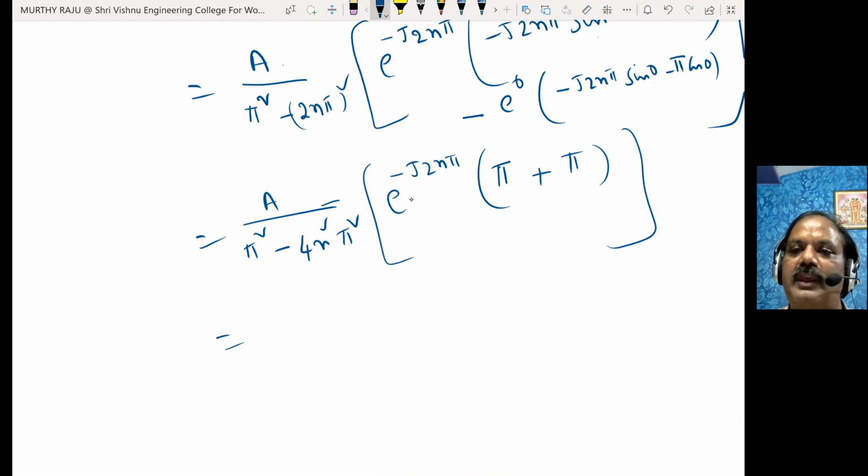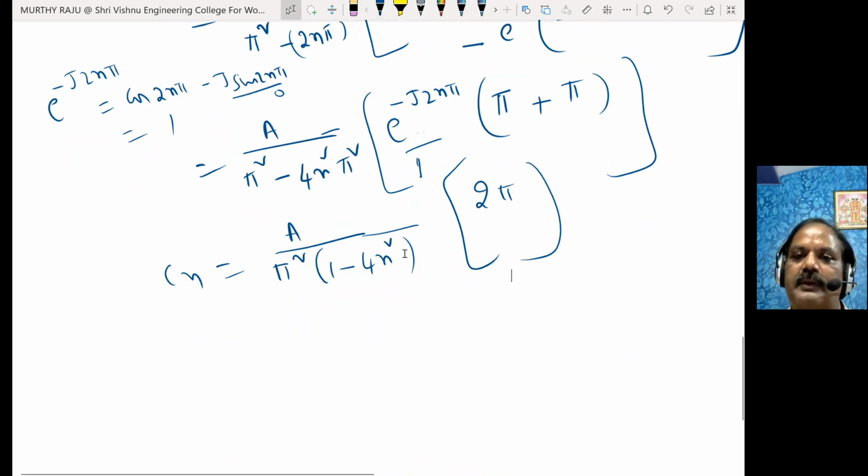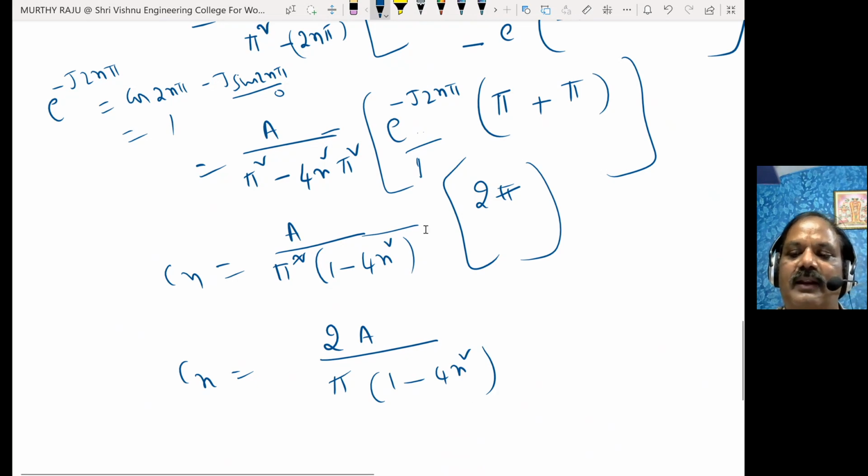We know e power minus a 2n pi is equal to cos 2n pi minus j sin 2n pi. Sin 2n pi is 0, cos 2n pi is 1. Therefore, a pi square into 1 minus 4n square. This is the Cn. This value is 1, 2 pi. Therefore, Cn is equal to 2a by pi. Here pi one time cancel. This is the Cn value.